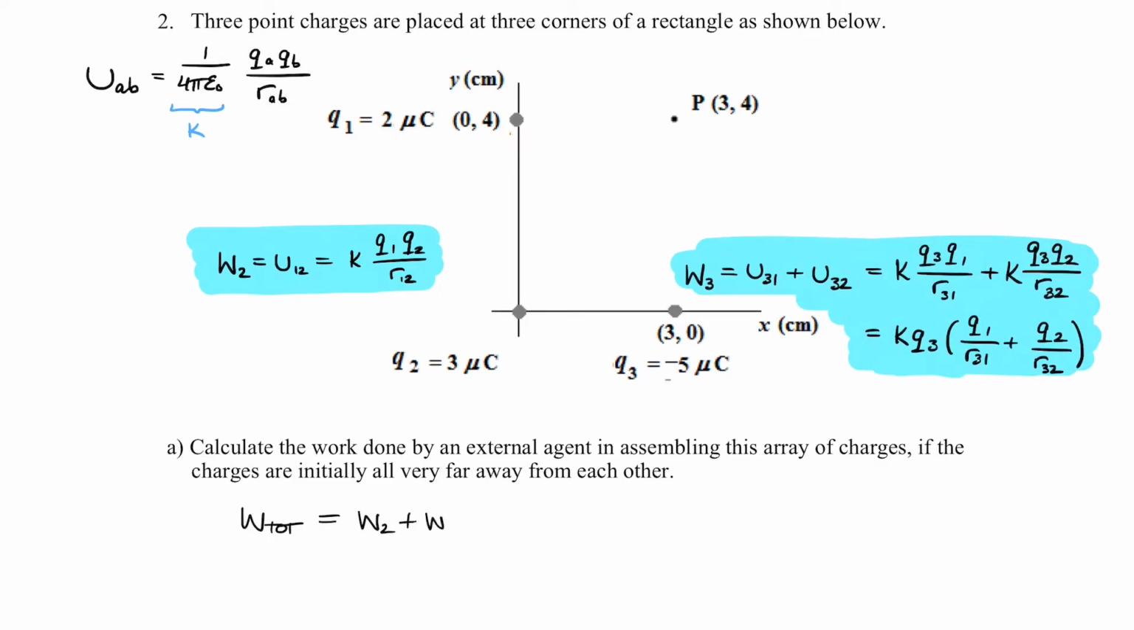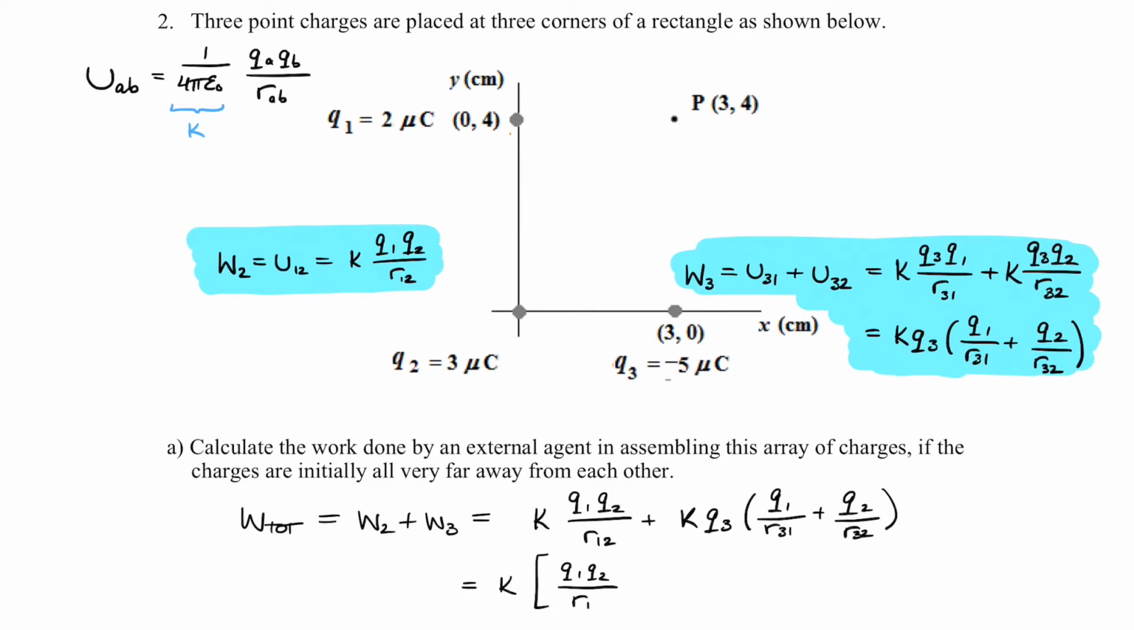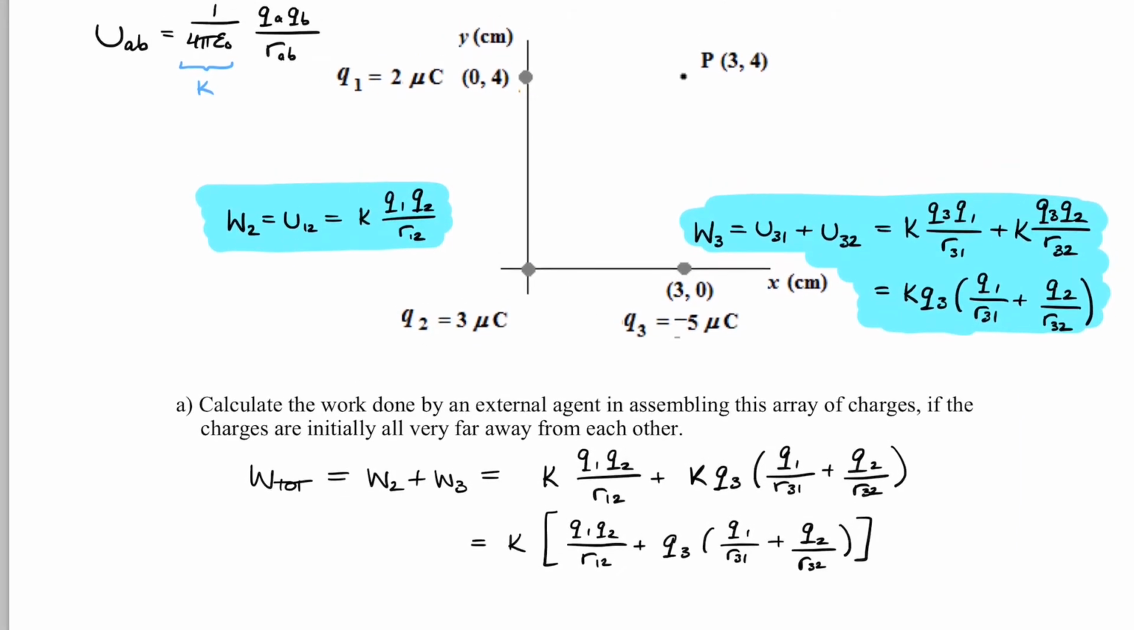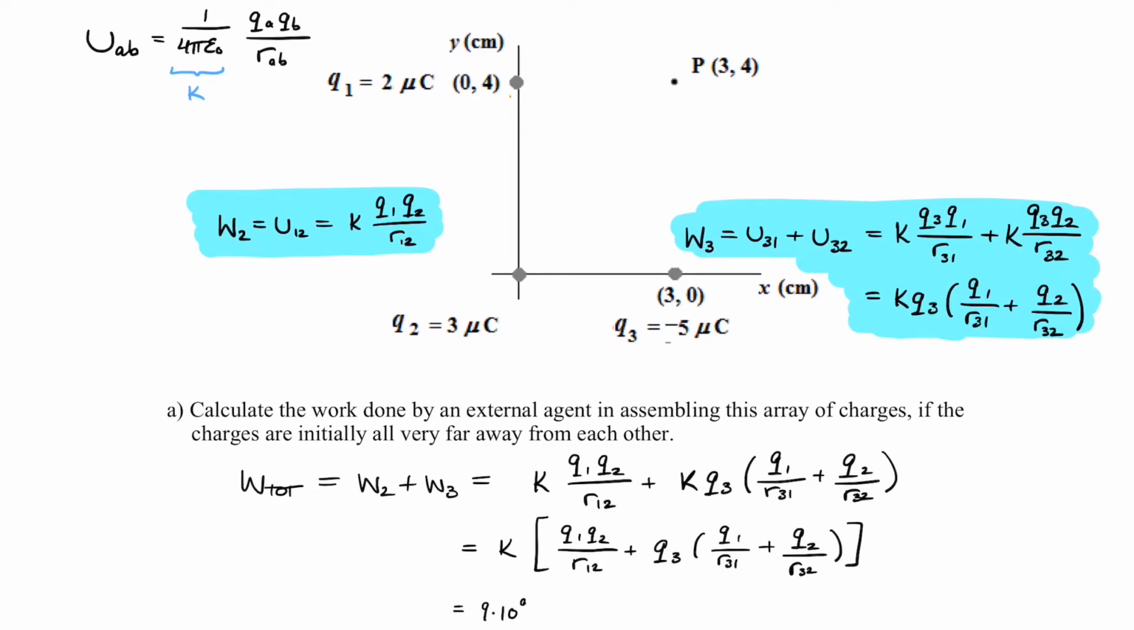And so in the end, the total work done by an external agent in assembling this array of charges will simply be the sum of the work done in bringing in charge 2 with the work done in bringing in charge 3. An interesting question would be, does the order matter in which we bring in the charges? And the answer is in fact no. Take a minute to convince yourself by approaching this problem in maybe a different order. Say, bring in Q3 first, and then Q1, and then Q2.